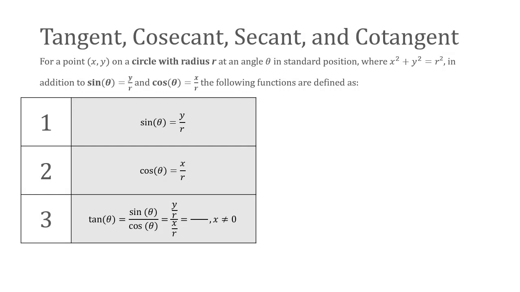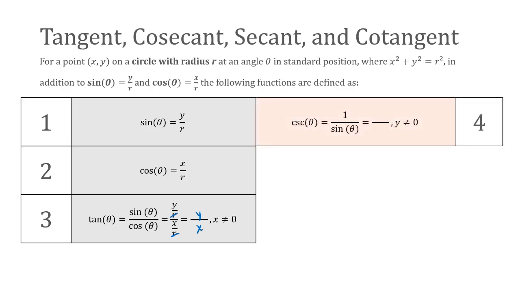Let's begin with the tangent of an angle. The tangent of an angle is abbreviated TAN and is equal to the ratio of the sine of theta over the cosine of theta. The sine of theta is y over r, the cosine of theta is x over r. The r's in the denominator cancel out, and we're left with the tangent of theta equaling y over x, where x cannot equal 0.